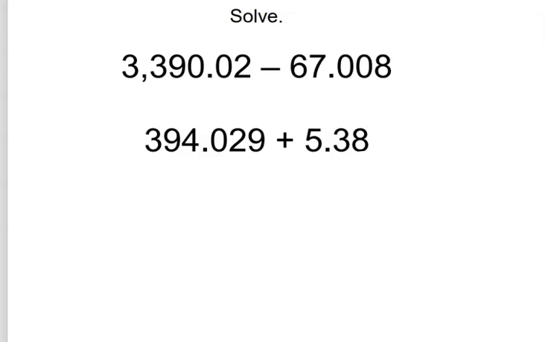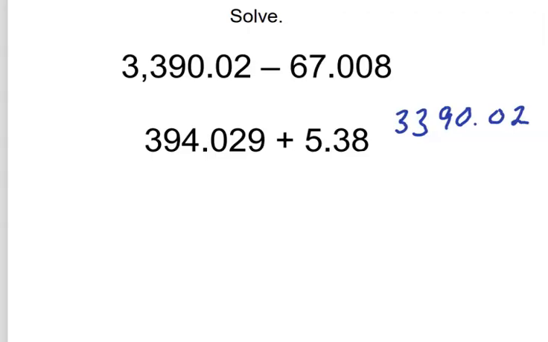Okay, here we are, quarter four, week 3, day 1. We are going to solve a subtraction problem and an addition problem, both with decimals. So we're going to have to line up the decimals. So let's do the subtraction problem first. We have 3,390.02. And now let's line up the decimals.